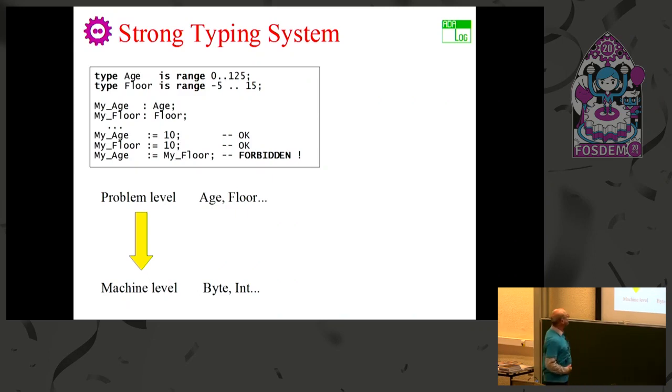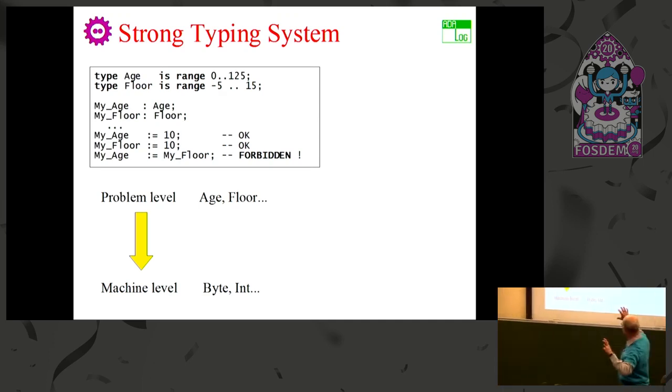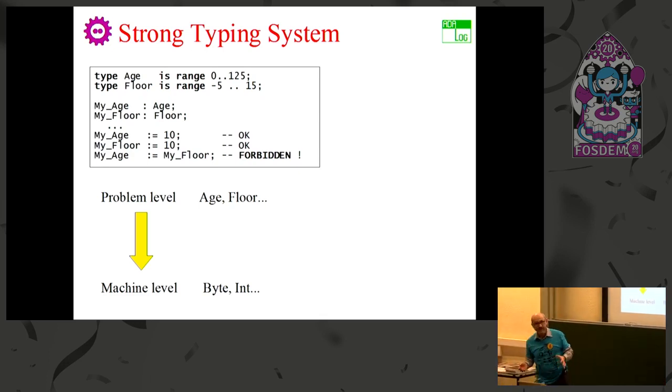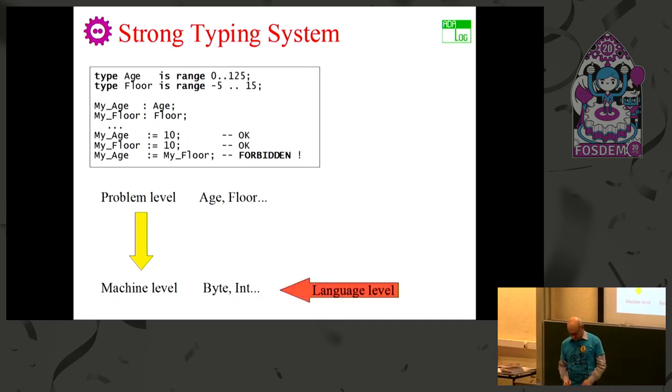So the idea, when you design a software, okay, you should always do it this way. First, you model the problem space. There you have edges, you have flaws, you have things like that, okay? And then you have to map those high-level types to a machine level where you have only byte, int, and things like that. That's the language level, okay?